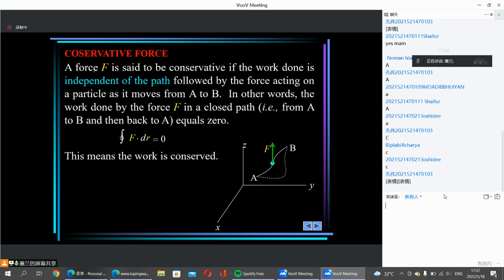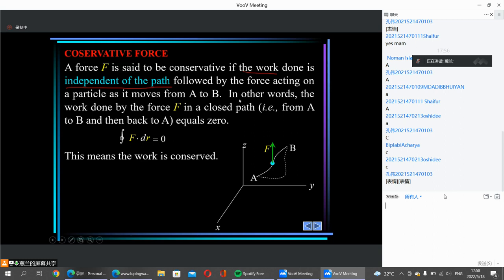Here, the work is independent of the path. So you can just recall what kind of force we have learned. The work by the force is independent of the path. First, weight, right? The work done by the weight will be independent of the path.